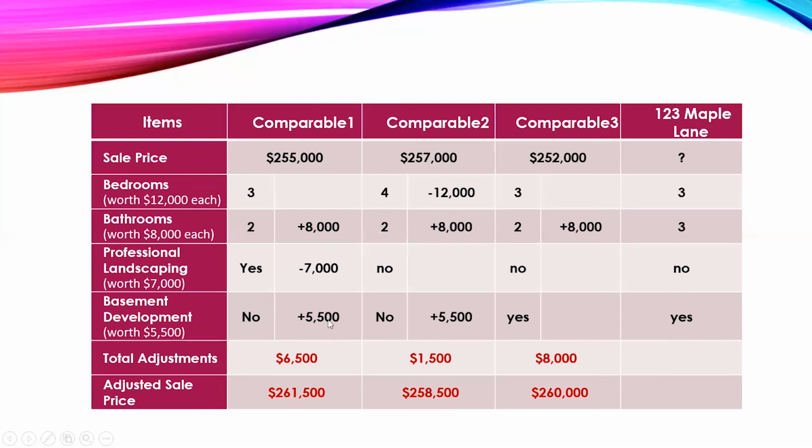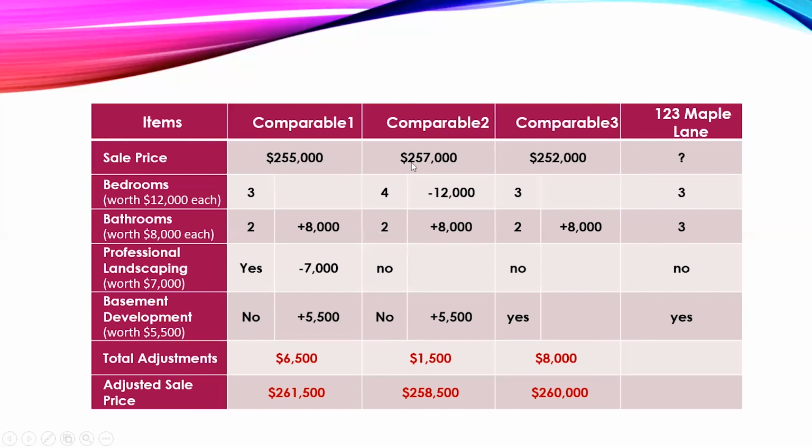All right, so if we were to calculate all these, the total adjustment would be a positive $6,500. And based on that, the total price for comparable one would be $255,000 plus 6,500, which brings us to $261,500. All right, so moving on to comparable number 2.